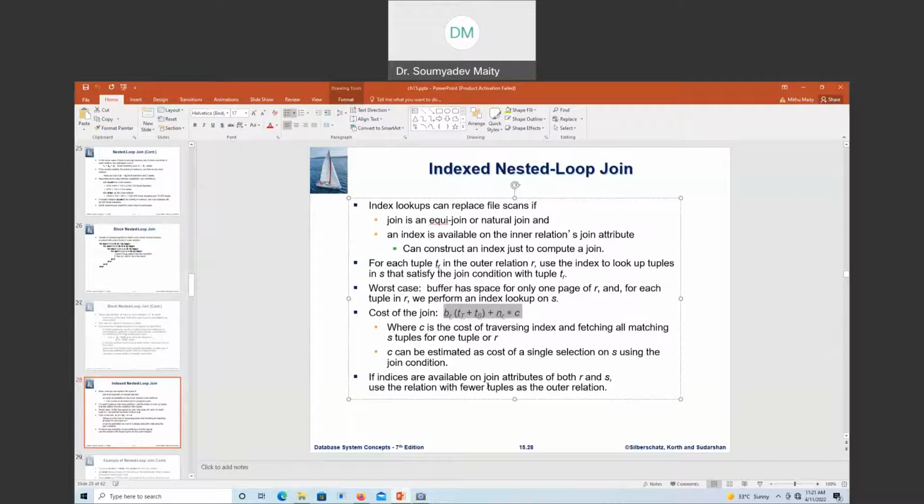Okay, and from this formula also we can understand that if indices are available for both of the relations R and S, if BR and NR are reduced, then the cost will reduce. However, if BS and NS is reduced instead of BR and NR, then there is no impact on this formula. So that means we should use the relation with fewer tuples, the smaller relation, as the outer relation. Okay, so this is indexed nested loop join.